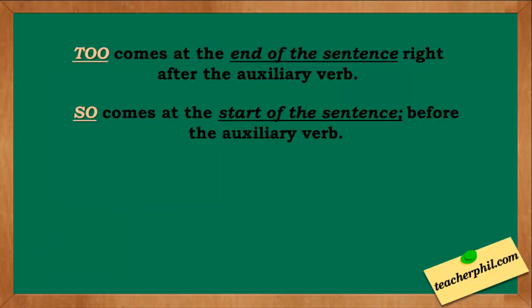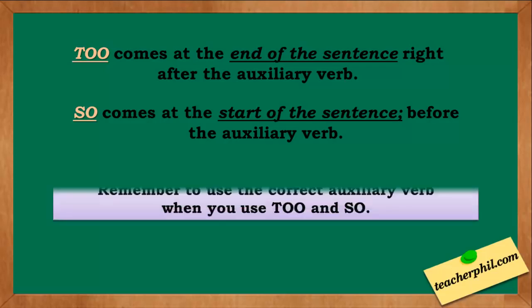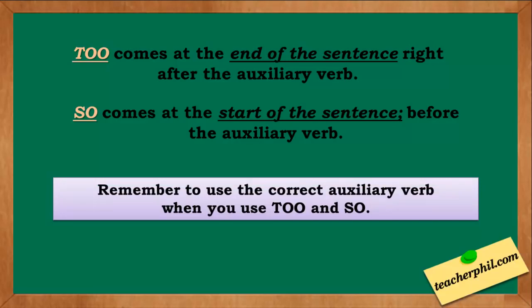Well, too comes at the end of the sentence right after the auxiliary verb, while so comes at the start of the sentence, before the auxiliary verb. Remember to use the correct auxiliary verb when you use too and so. If the speaker used a modal, then use also a modal. If you use a be verb, use a be verb. If you use an action verb, then make sure that you use the correct tense of the verb as well.